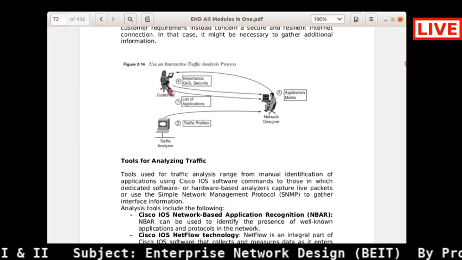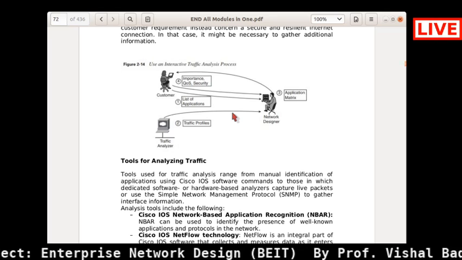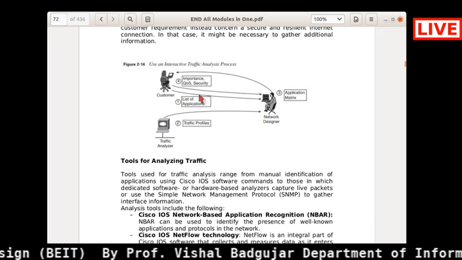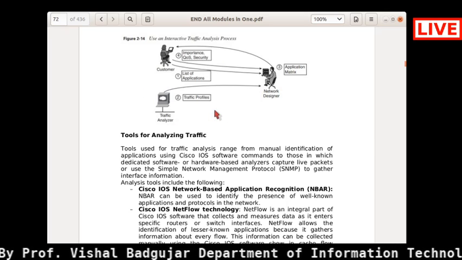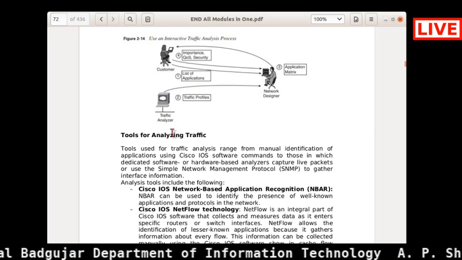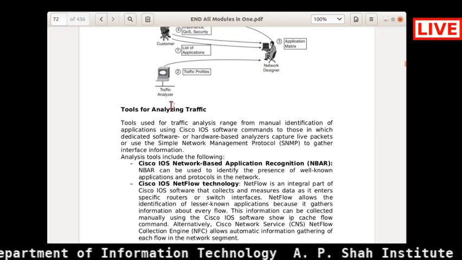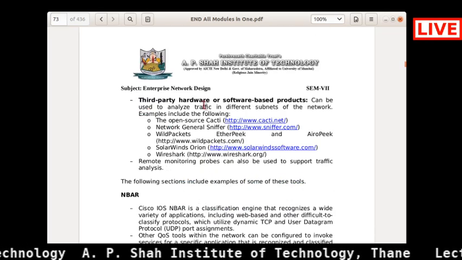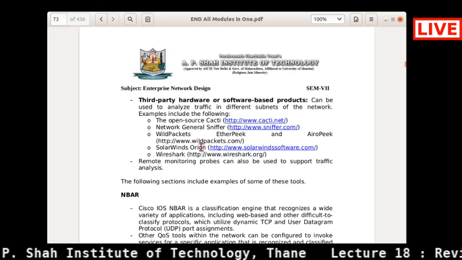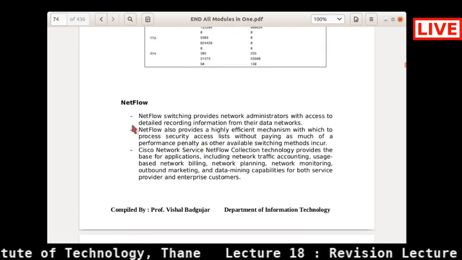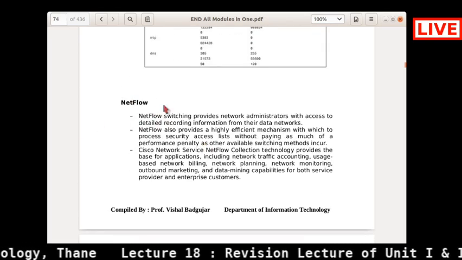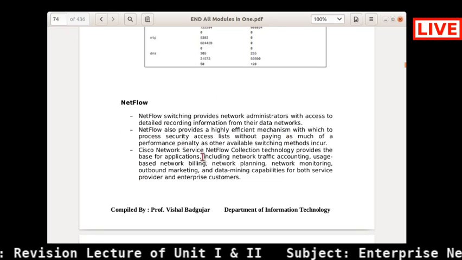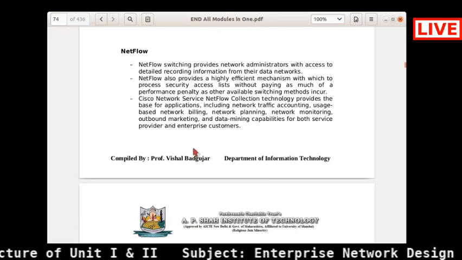Then this interactive traffic analysis process, right? How the traffic can be analyzed by this network designer, right? So these are the processes, and with respect to this also maybe a question is asked. Then how the analysis of traffic can be done with the help of different tools. So NBAR is a tool, then the Cacti tool is there, Sniper, Wireshark we are using, right? With respect to that, NetFlow is there, which will be useful for identifying the flow within the network, right? That is the traffic, right?